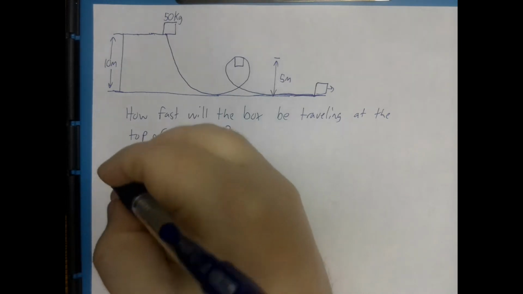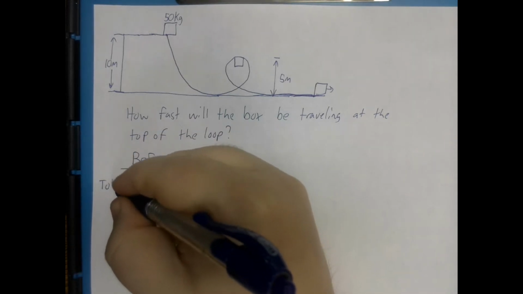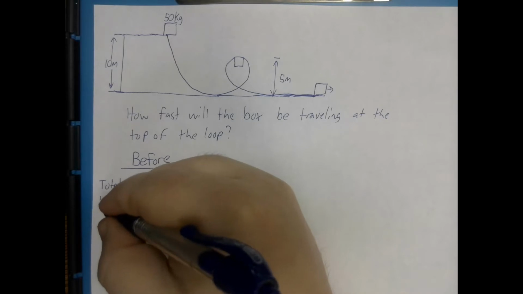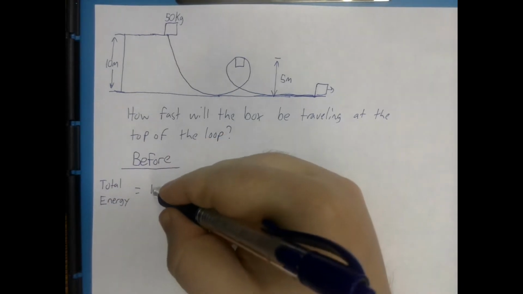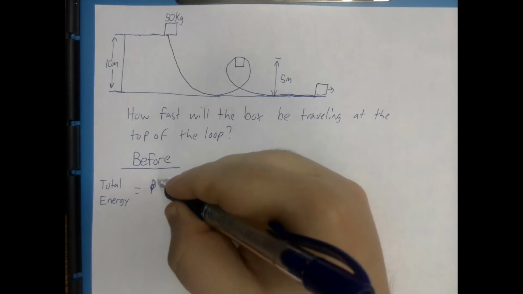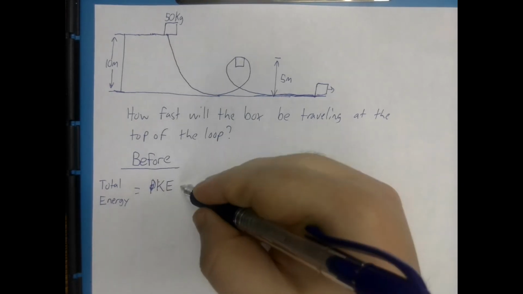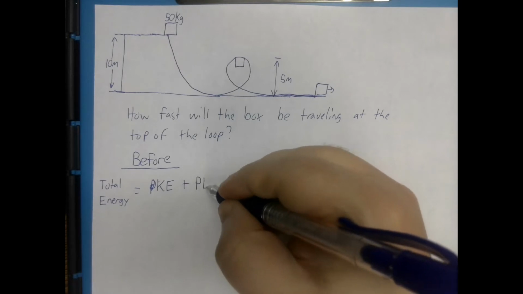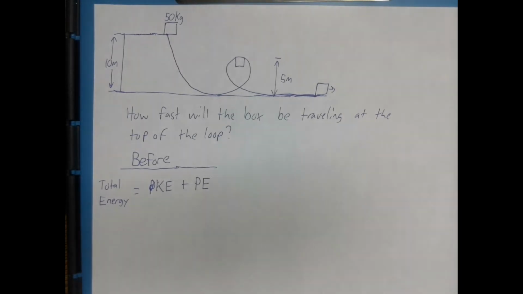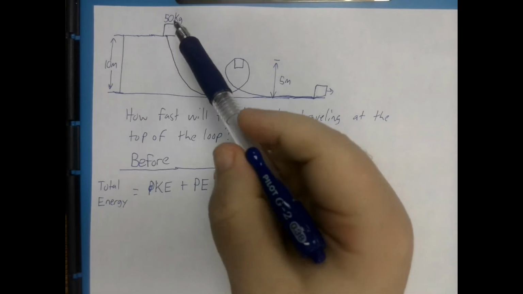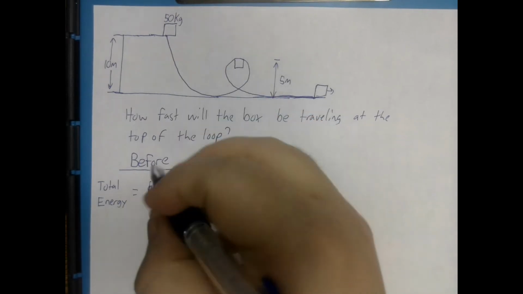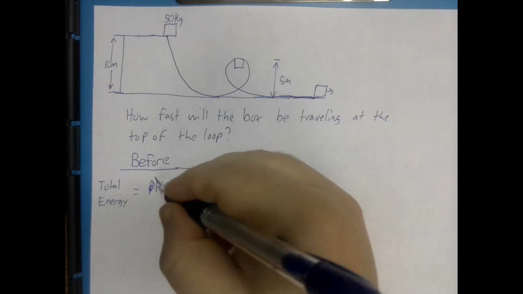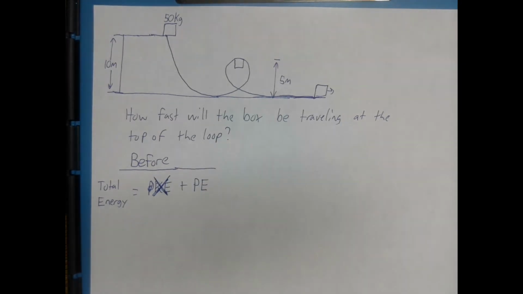Before, we have total energy, total mechanical energy. The total energy is going to be equal to kinetic energy plus potential energy. So what's the kinetic energy of this box at the very start? 0. It's not moving, so we can get rid of the kinetic energy. What's this potential energy?